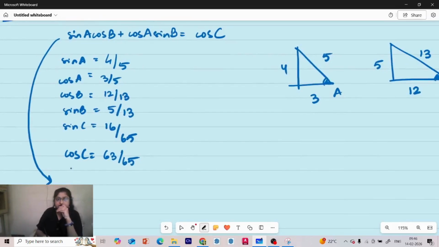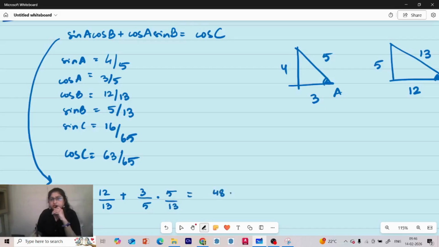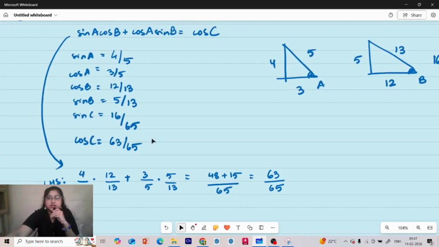Sin A value 4/5 into cos B value 12/13 plus, so we are doing LHS now, cos A value 3/5 into sin B value 5/13. So if you add this up, you will get 48 plus 15 over 65. 48 plus 15 is 63. 63/65 came. Now RHS is nothing but cos C.